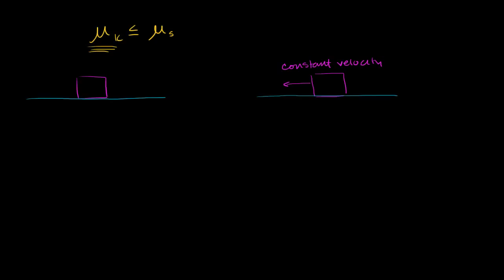And so the interesting thing here, assuming that these are the same masses and the same surfaces, is why should the coefficient of static friction, since this is stationary and what's in play is the coefficient of static friction, be larger than the coefficient of kinetic friction over here?